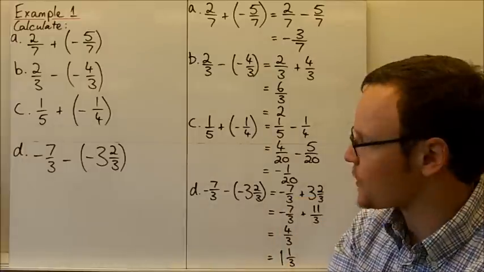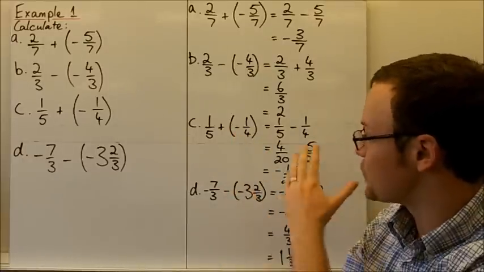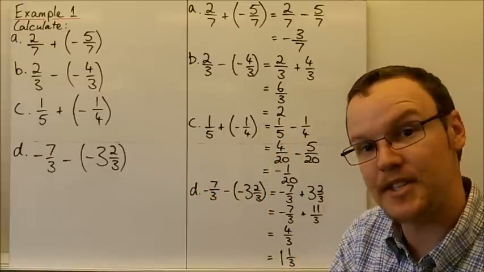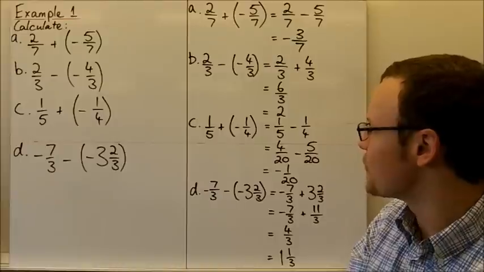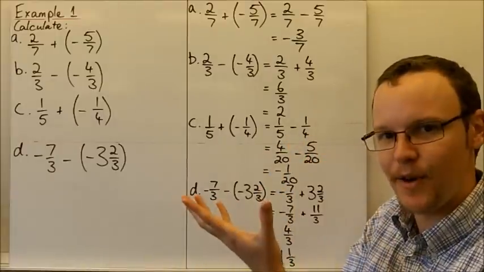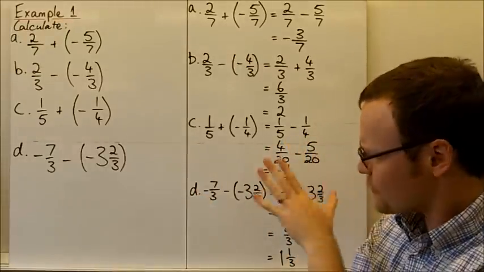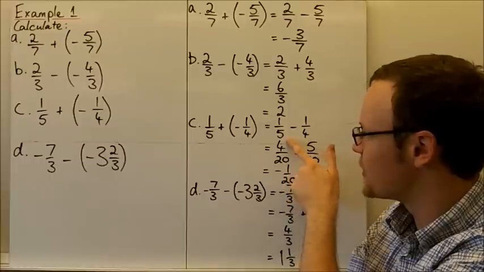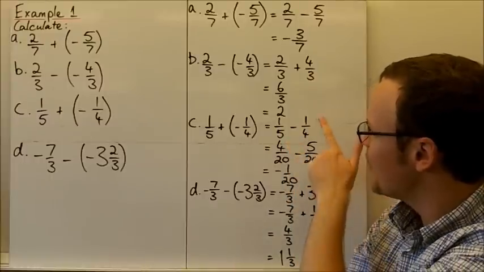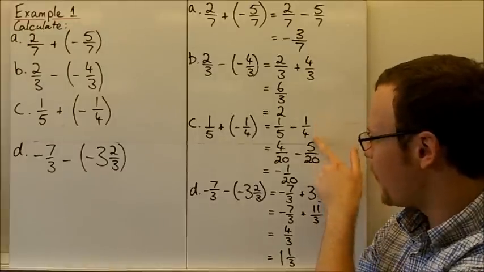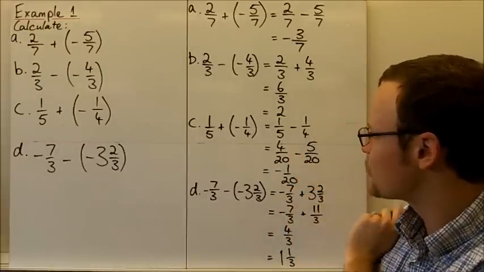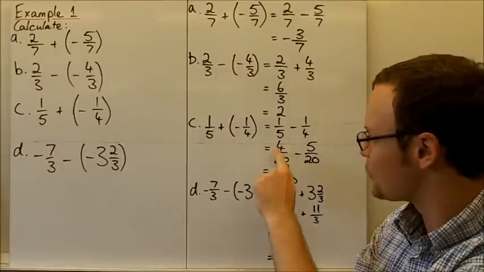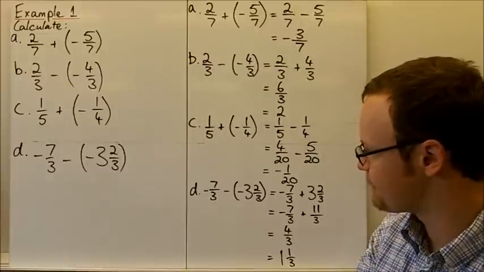Next, 1/5 plus a negative 1/4. Adding a negative, we're going to be left with just a subtract. So 1/5 minus 1/4. Now we don't have the same denominator, so we need to find the lowest common multiple of 5 and 4, which is 20. Multiplying the numerator and denominator by 4 on this side, we get 4/20, and multiplying the numerator and denominator by 5 here gets 5/20. So 4/20 subtract 5/20 means we get negative 1/20 left over, because 4 subtract 5 is negative 1.